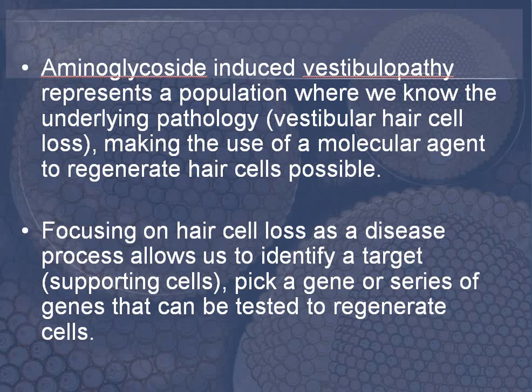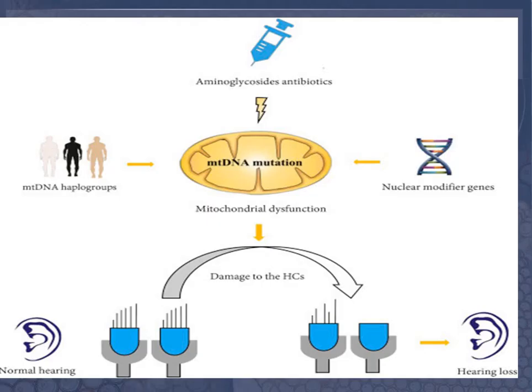If you talk about the aminoglycosides, they cause vestibulopathy. It represents a population where we know the underlying pathology, vestibular hair cell loss, making the use of a molecular agent to regenerate hair cells possible. Focusing on hair cell loss as a disease process allows us to identify a target supporting cell, and pick a gene or series of genes that can be tested to regenerate cells.